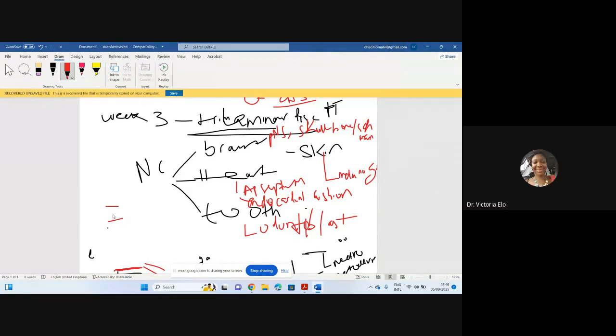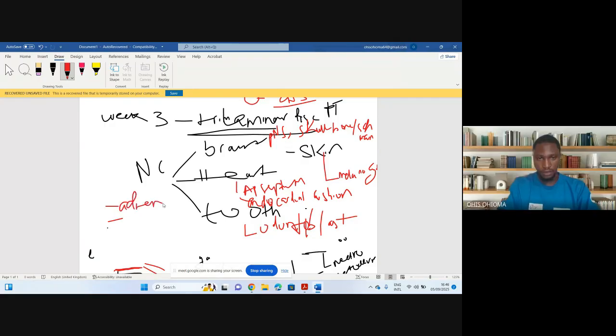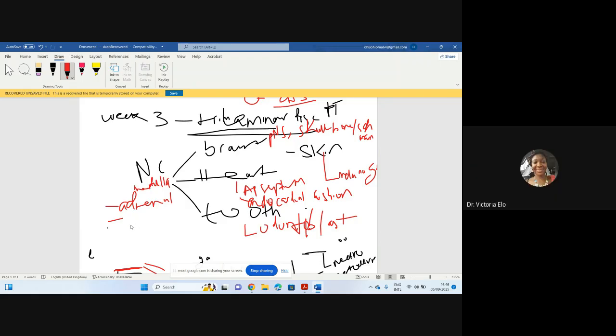Adrenal medulla. Yes. So yeah, the adrenal medulla. And then what's the last one? There is a group of cells. What do you call those cells? The enterochromaffin cells. Yeah, enterochromaffin cells.